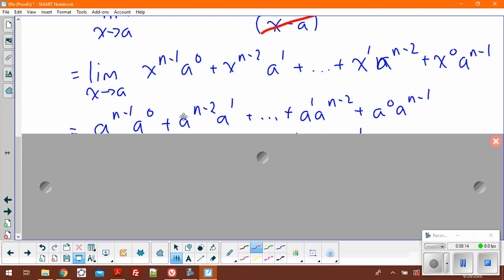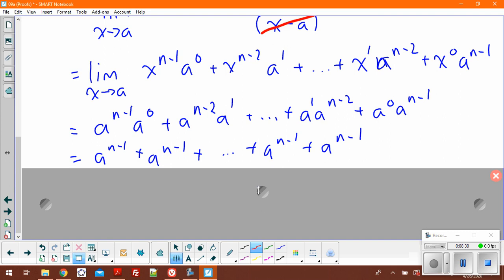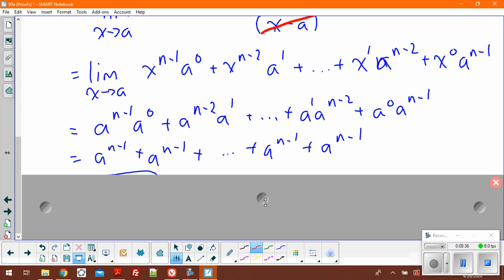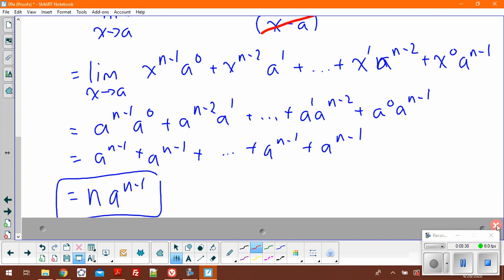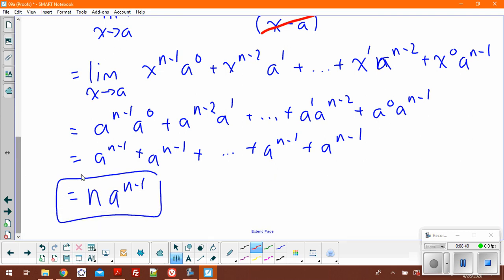Okay. When I multiply them together, I'm adding the powers. So when I multiply these two together, I do n minus 1 plus 0, so I get n minus 1. With this one, I have n minus 2 plus 1, so it becomes n minus 1. And so on down the line, they all become a to the n minus 1. How many of those do I have? Well, I have n of those terms. And so therefore I get n times a to the n minus 1.